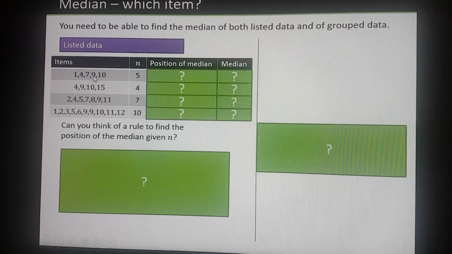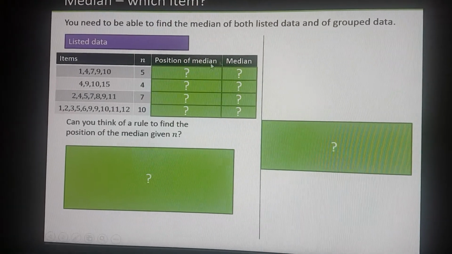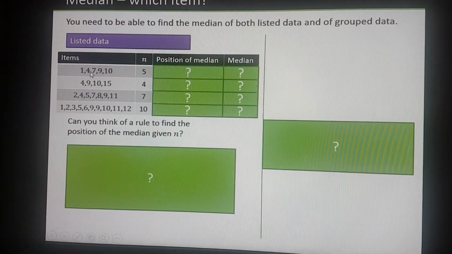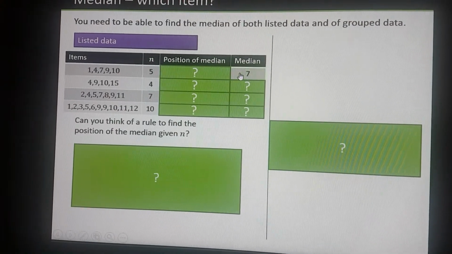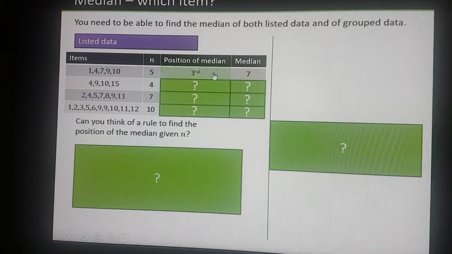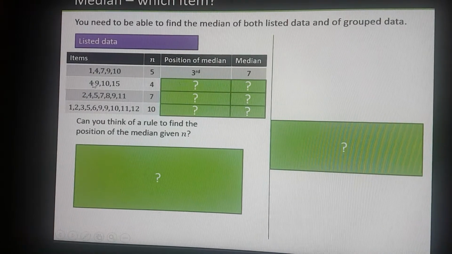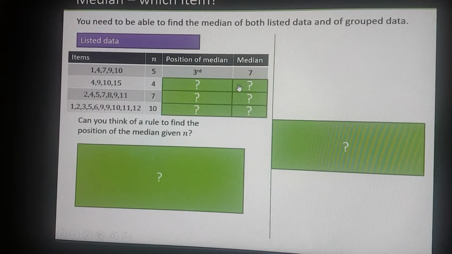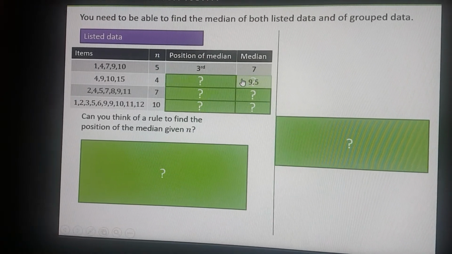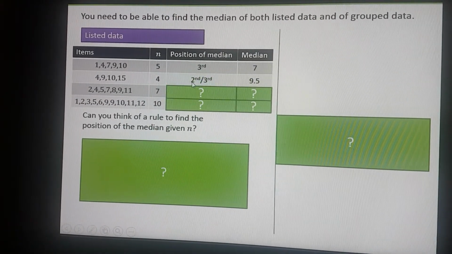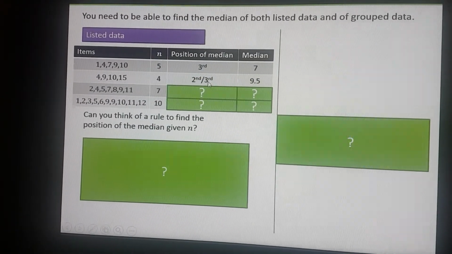Like we have here 5 numbers. The position, what is the median? The median, because they are already put in order, is 7. And the position of it is 3. Here we have 4 values. The median, what is it going to be? It's going to be between 9 and 10, which is 9.5, and the position is between second and third.